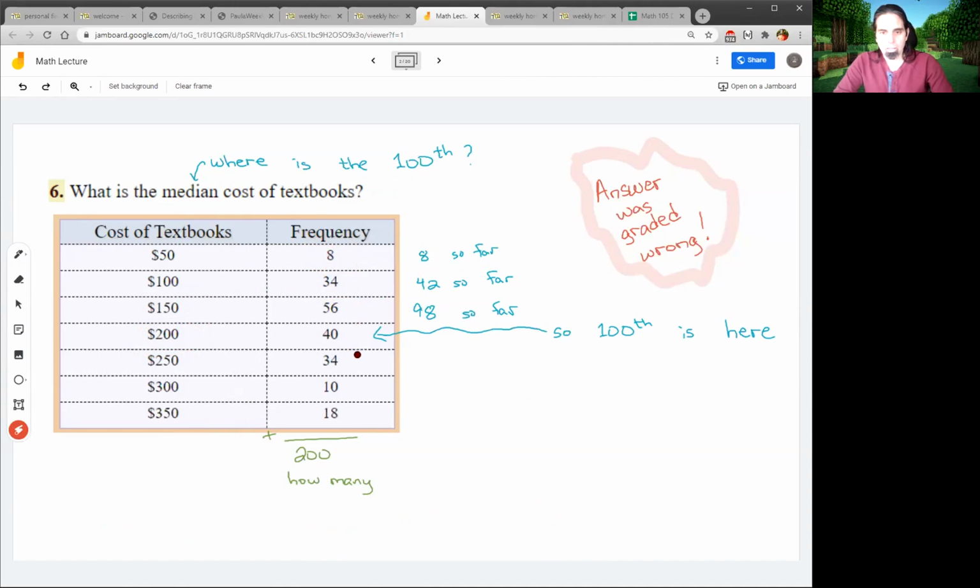So if you thought that 200 was the median, then you were correct. If the grade book said no, then I apologize for wasting time and causing confusion. Questions on that one?